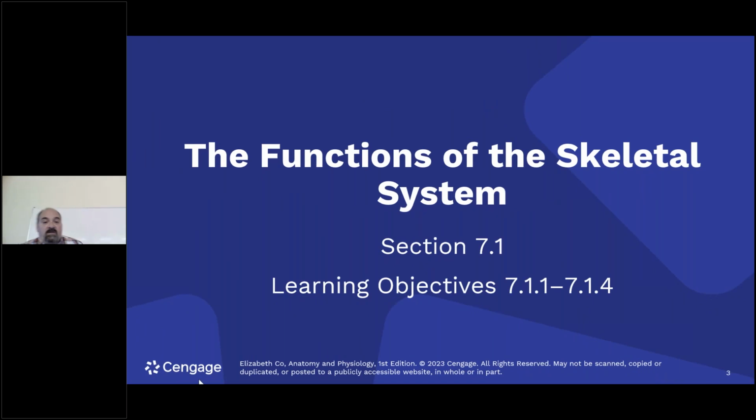Okay, folks, so we're in chapter 7, the skeletal system. Here you're seeing the first slide just showing you the functions of the skeletal system. Folks, do you really need to study this per se? You should pretty much know what this is already.